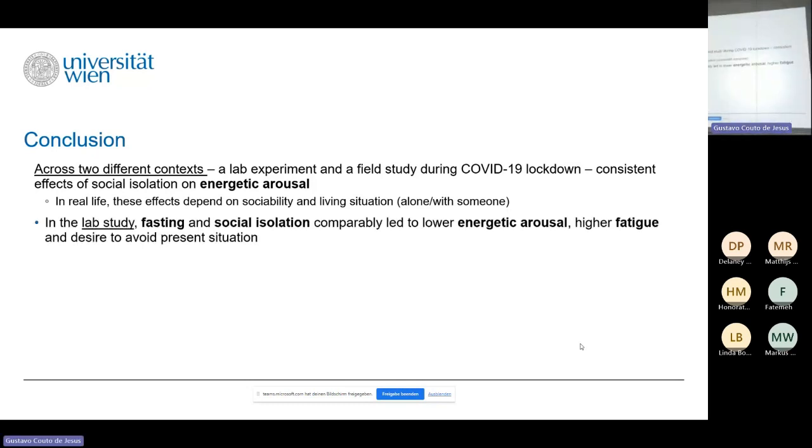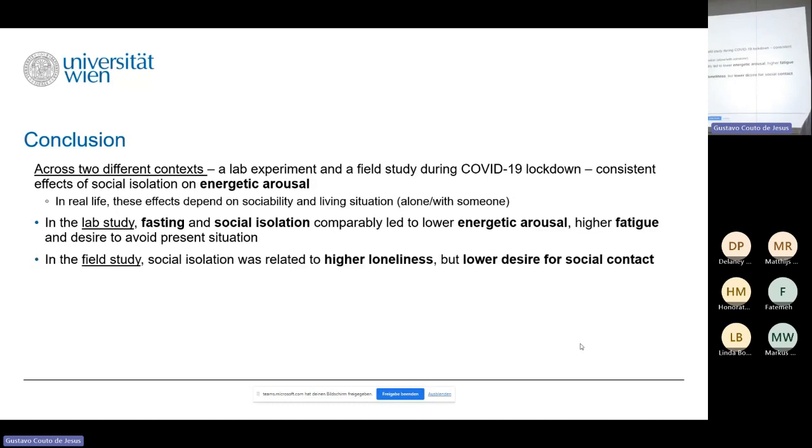We also observe that in the lab study, fasting and social isolation comparably led to lower energetic arousal, higher fatigue, and desire to avoid the present situation. So it seems that there is something in common between these 2 homeostatic states, if we can consider social needs as part of a homeostatic system, with the energetic component being one of the key elements of it. We also found in the field study that social isolation was related to higher loneliness, but lower desire for social contact.